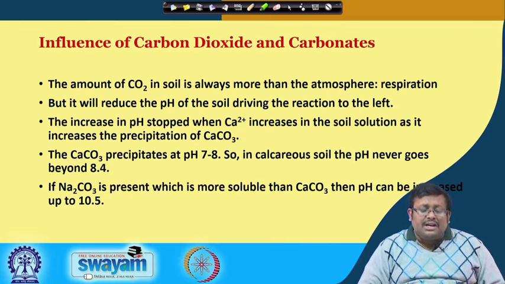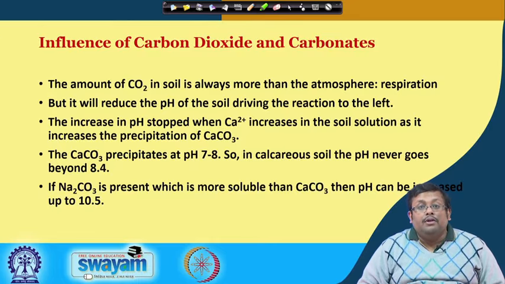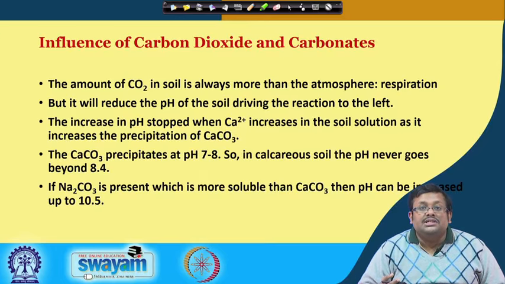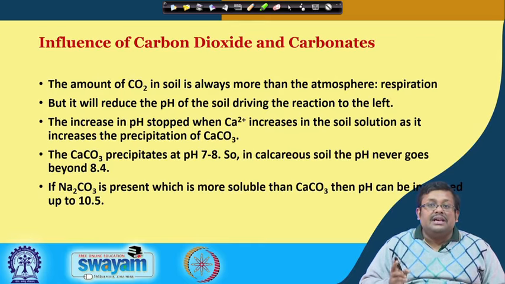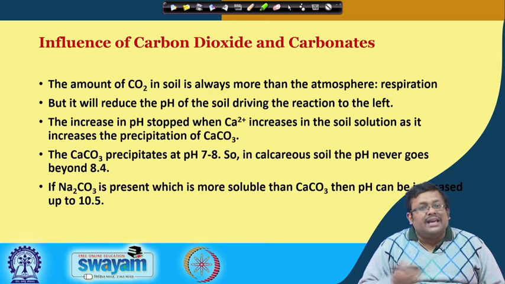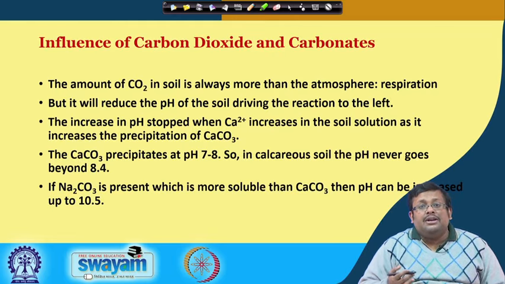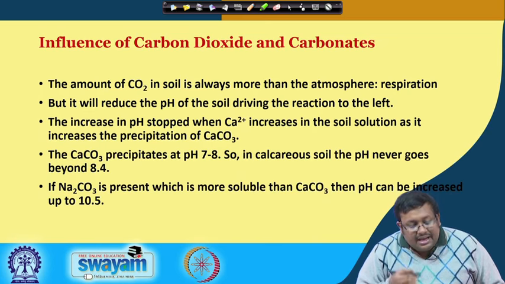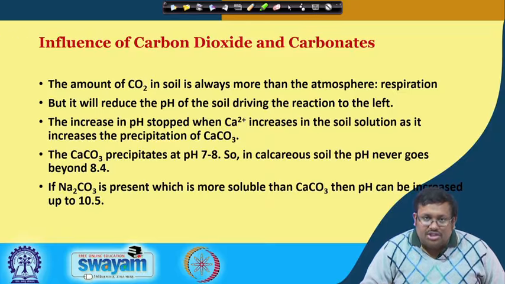So, the calcium carbonate precipitates at pH 7 to 8. So, in calcareous soil the pH never goes beyond 8.4. So, this is very important. The calcareous soil is the soil where you will have a high amount of calcium. So, calcium carbonate precipitates at pH 7 to 8, and in calcareous soil thus the pH never goes beyond 8.4, because calcium carbonate is not further dissolving. However, if sodium carbonate is present, which is more soluble than calcium carbonate, obviously the pH can be increased up to 10.5, and this type of pH you can see in case of sodic soil or alkali soil.